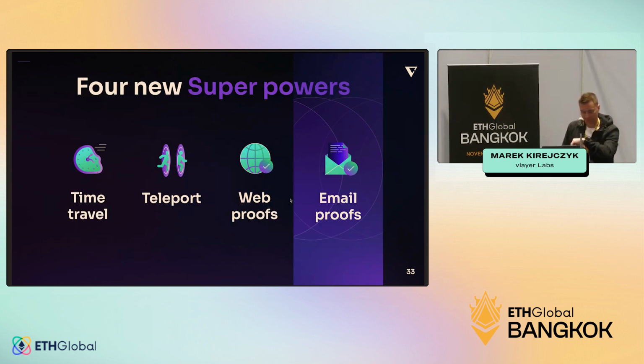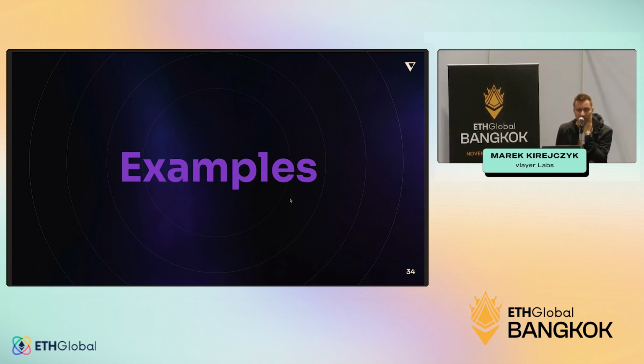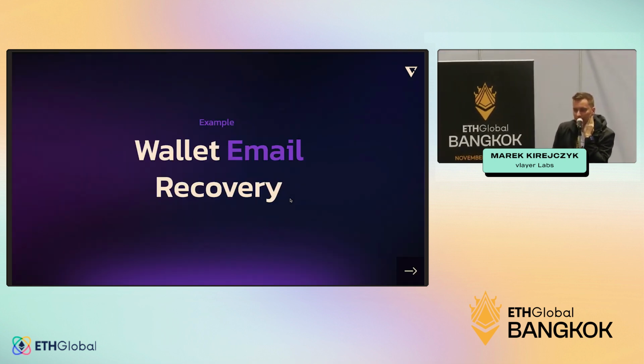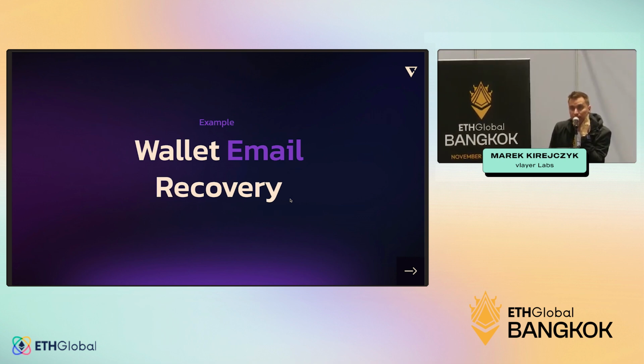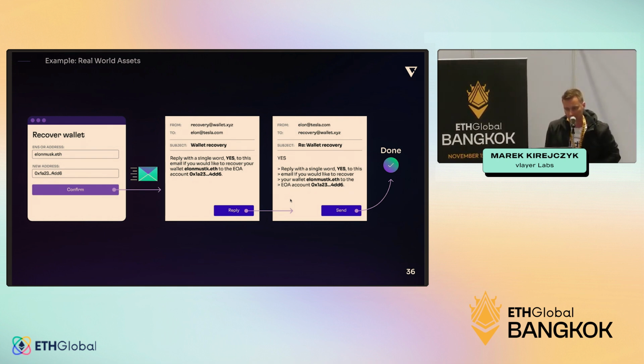All right. So let's go to the last superpower. The last superpower is email proofs. That's very similar to web proofs in the sense that you can take your data from the email and use it on-chain. So here's the first example, wallet email recovery.